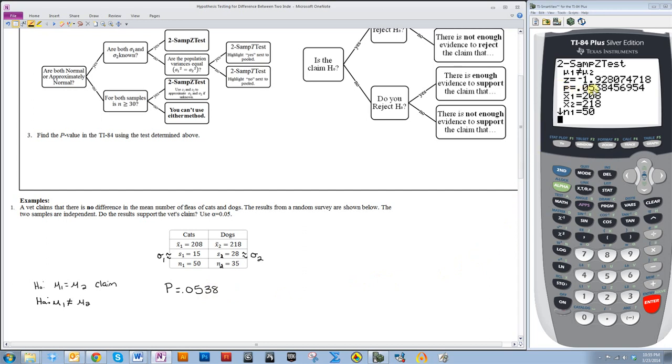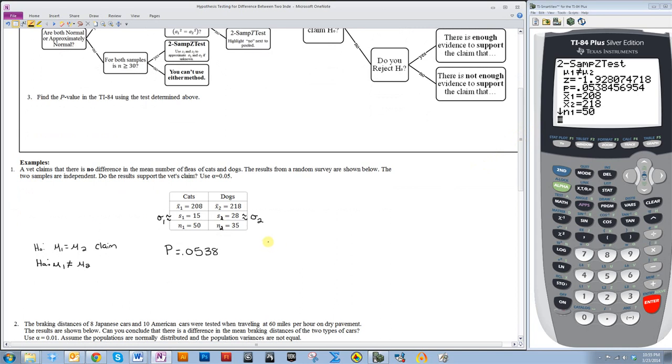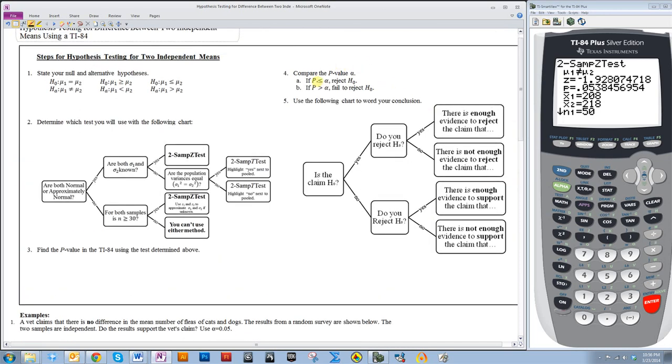Now what I want to do is take that p-value that I found here, 0.0538, and compare it to my alpha. In this case, alpha was 0.05, so P is greater than alpha. So that means I fail to reject H0. Whenever P is greater than alpha, you fail to reject. If P is less than alpha, you reject. The way I always remember it is if it's greater than, it's the one with more words. Notice the less than symbol has less words, the greater than symbol has more words.